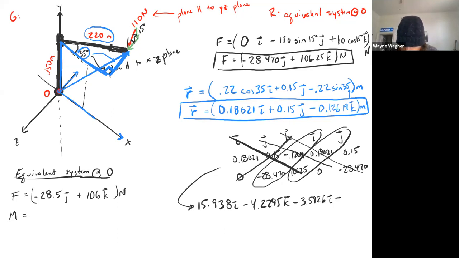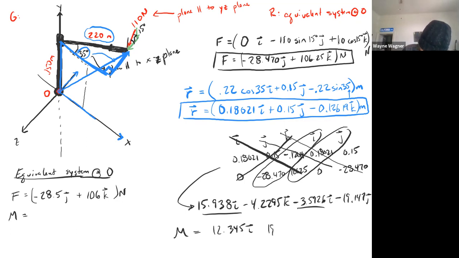Okay, so 0.18021 times 106.25 equals 19.147 J. Okay, so our final answer here, we group terms, these two go together: 15.938 minus 3.5926 equals 12.345 in the I. So the moment equals, the J is negative 19.147 in the J, and the K is minus 4.2295 in the K.